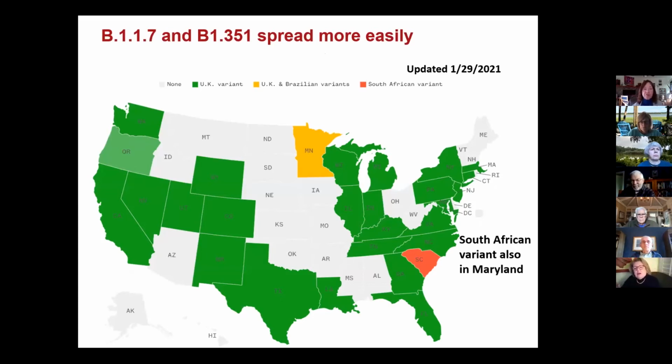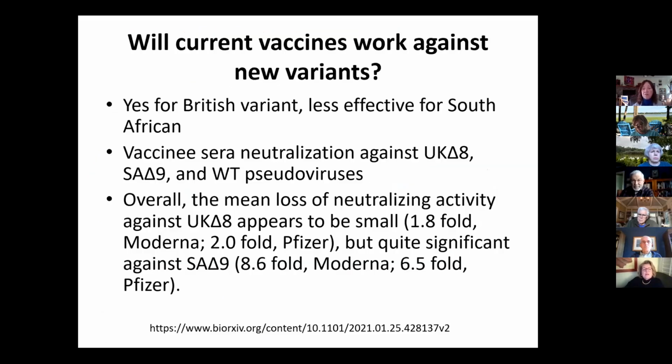The British variant, B.1.1.7, is shown in green on this map, and it's certainly more widespread than this. We just haven't found it in all states yet. B.1.351 is the South African variant that has been found in South Carolina and in Maryland. It's also most certainly more widespread than that. There's also a Brazilian variant, and that's been found in Minnesota. Will the current vaccines work against these new variants? Yes, for the British variant, and it's less effective for the South African variant.